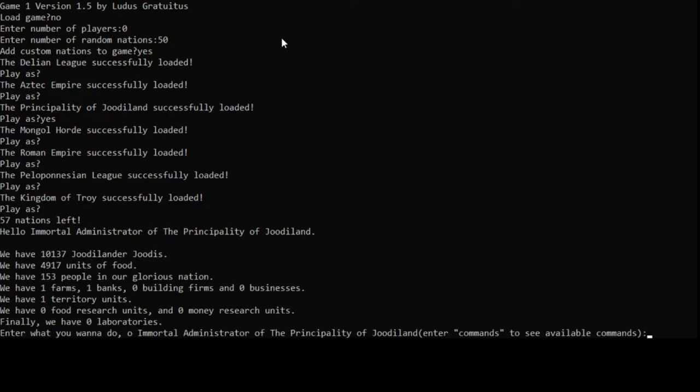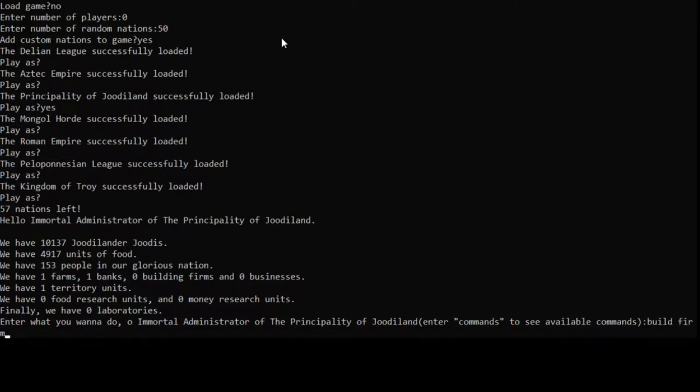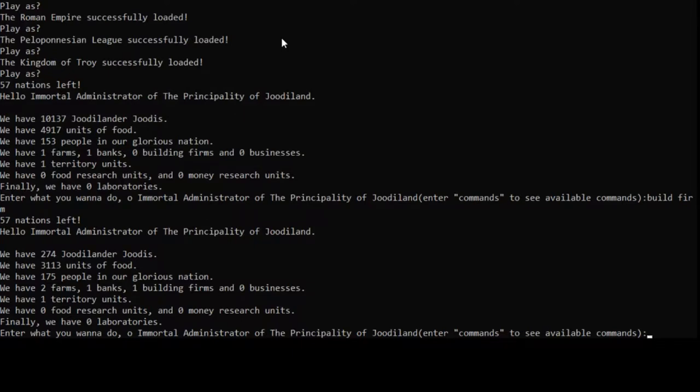And we can begin. As you can see, there's slightly different things. There's territory units mostly. That's the currently maybe different thing. So let us build a firm. Also, notice how I can just enter build firm as one command rather than entering build and entering firm. That's just to make things a bit faster, you know? Alright, so what should we talk about first?